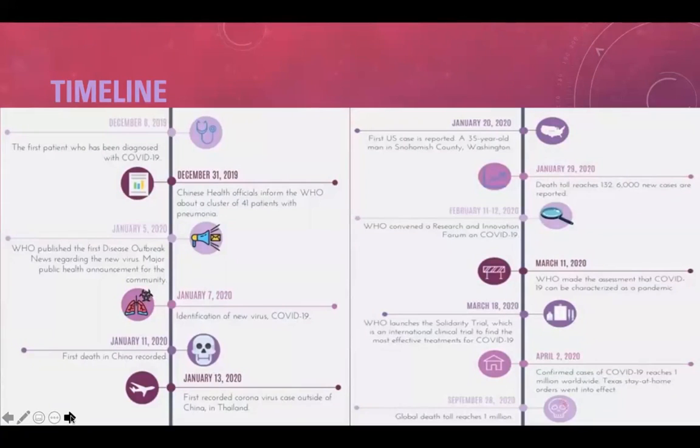This is a very condensed timeline of COVID-19 and what has happened since. A few key dates that I like to mention: December 8th, 2019, the first patient was diagnosed with COVID-19, and that was in China. Next, we have January 7th, 2020. This was when COVID-19 was declared an actual virus. On January 20th, 2020, the first case in the US was reported, a 35-year-old man in Washington. And lastly, September 28th, 2020, the global death toll reaches 1 million.